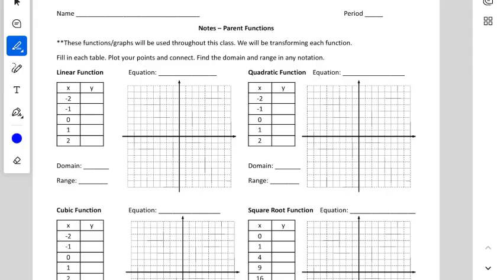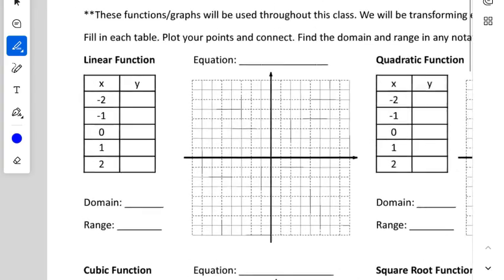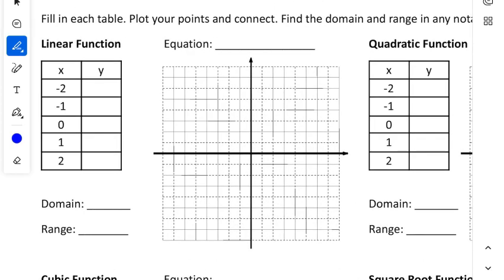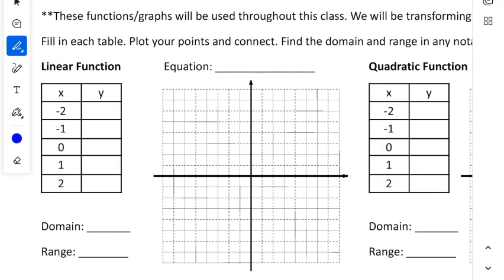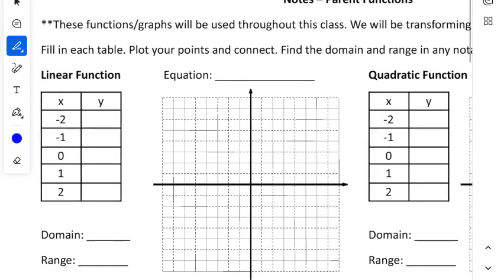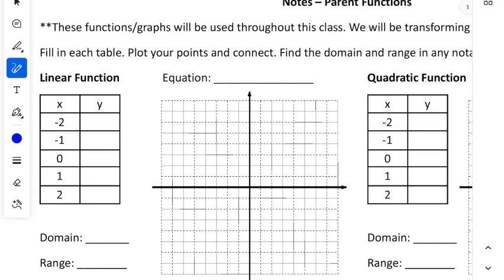So what I want you to do is look at your notes, and I want you to read each function name and match it with the equation. So we all know the linear one, right? What is that? Look up there. Which one's the linear? Y equals x. Okay, there we go.